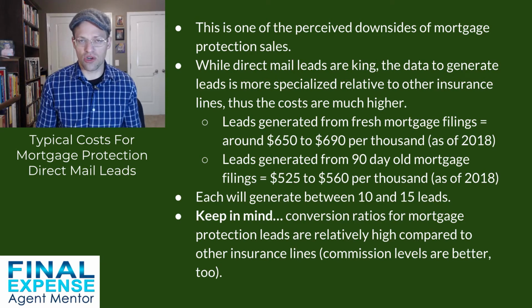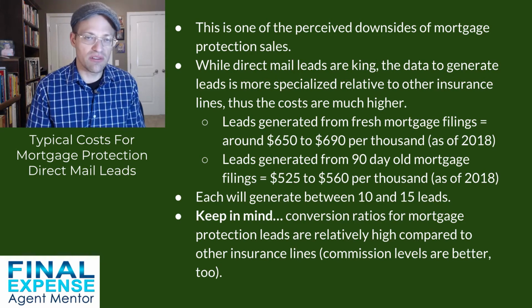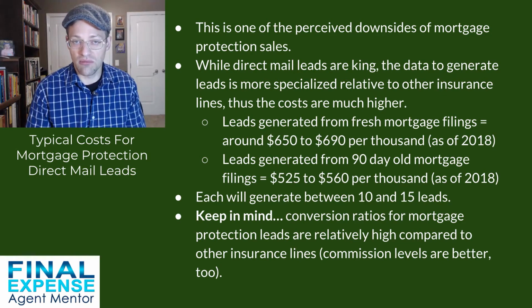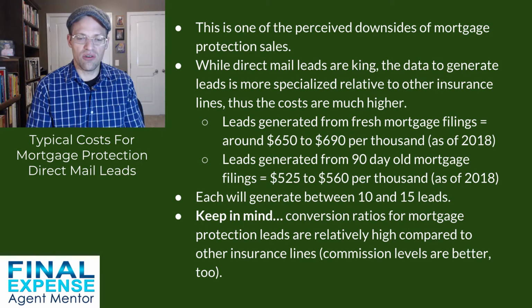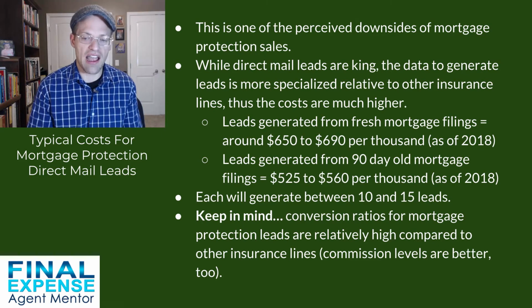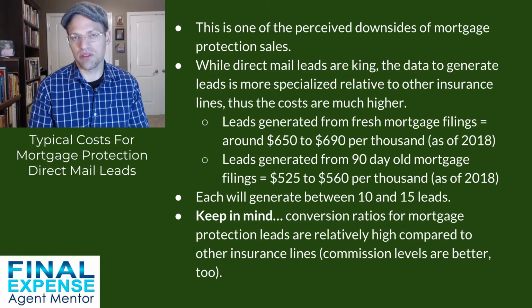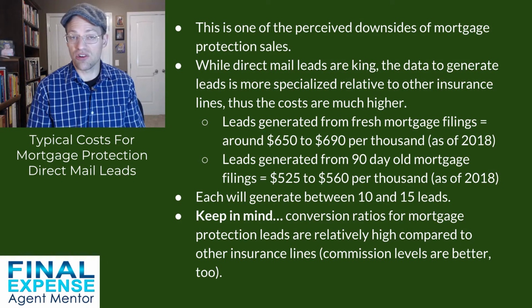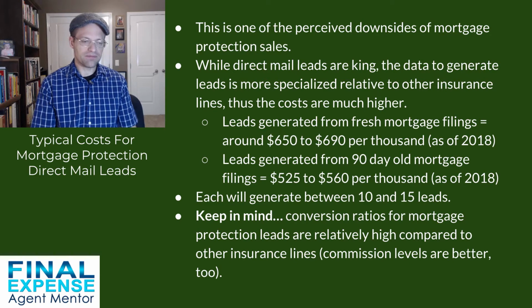The beautiful thing about mortgage protection is that generally speaking, conversion ratios are tremendously better when you're doing mortgage protection, relative to other types of insurance lines. Plus you have higher commission level opportunity in mortgage protection. Usually the premium per month averages are higher than, say, final expense.